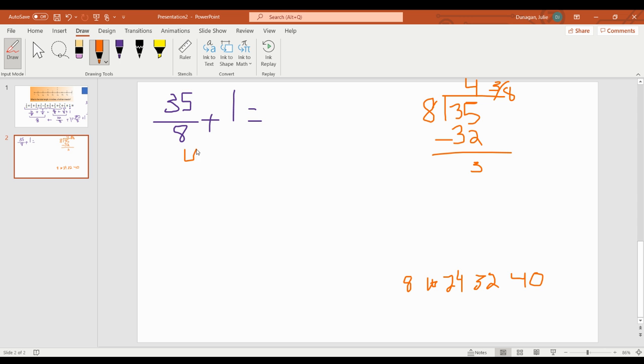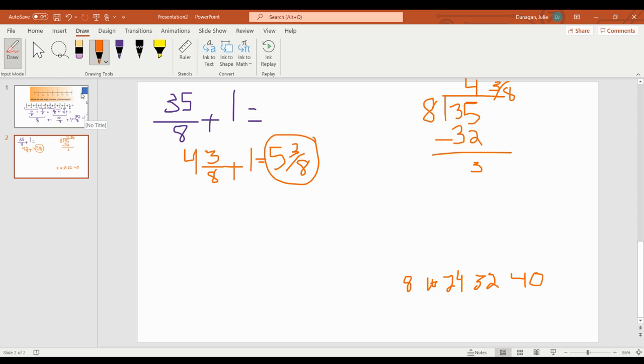So we have 4 and 3 eighths plus 1, right? Because we had one insect that was a whole inch long, which equals 5 3/8 inches.